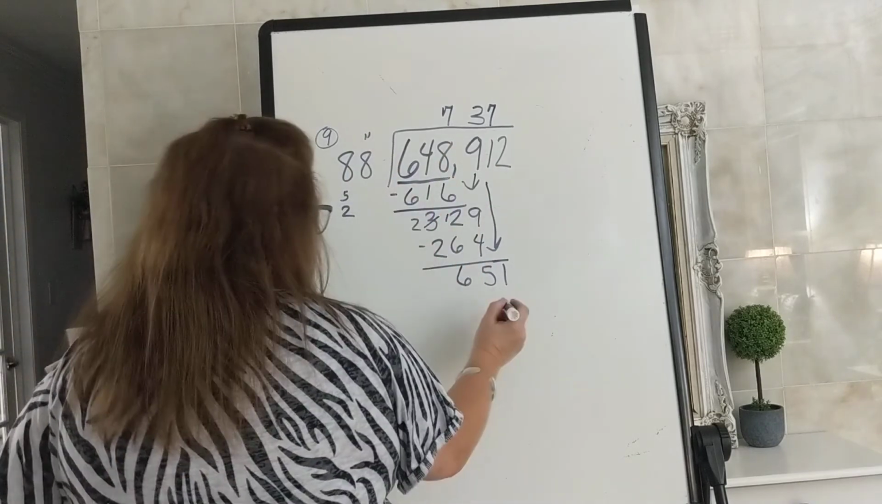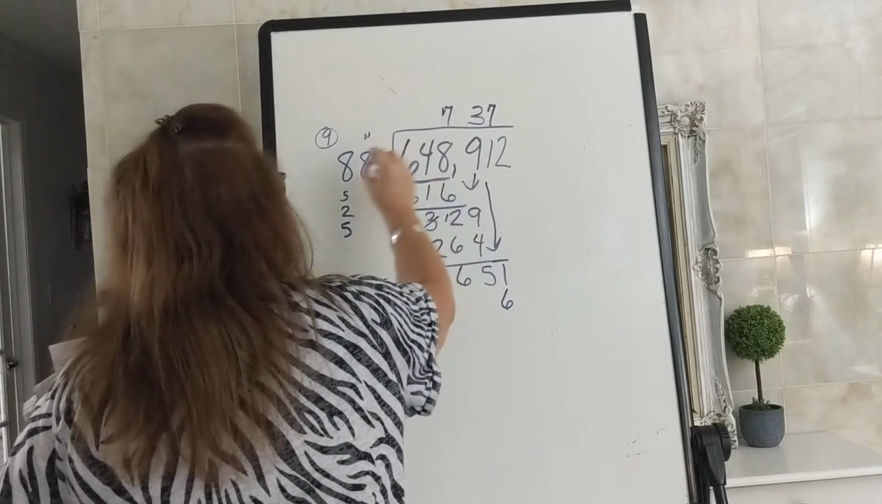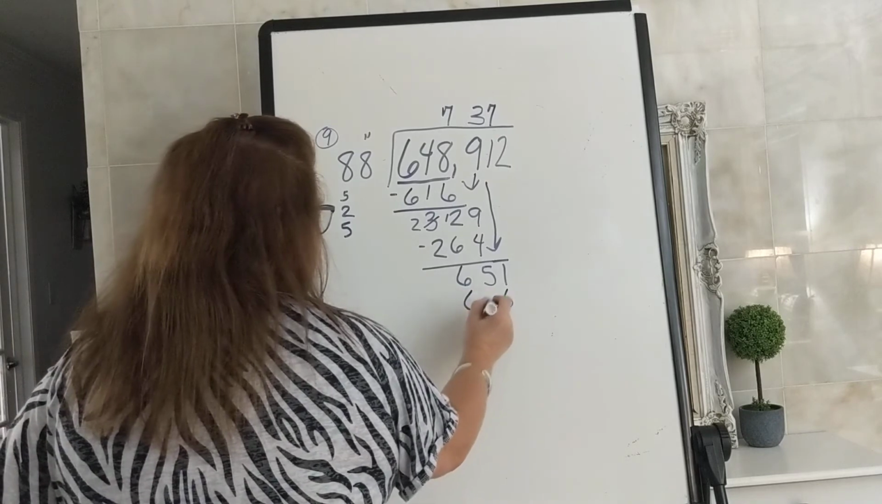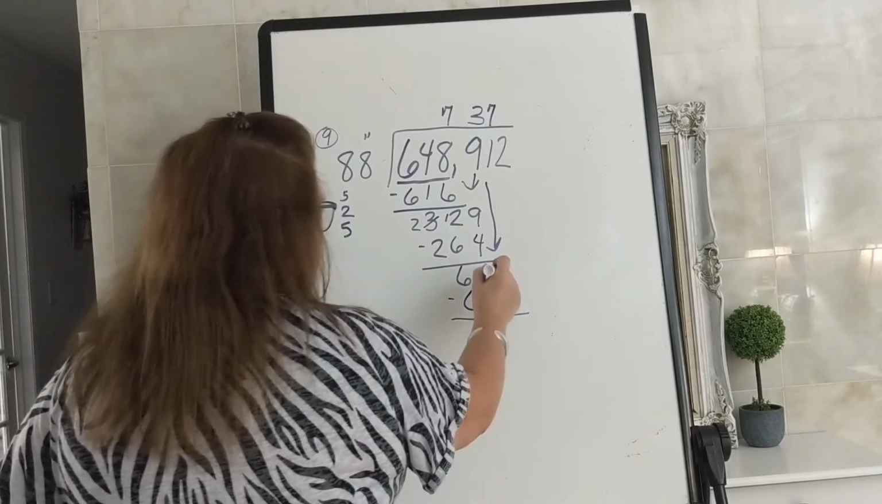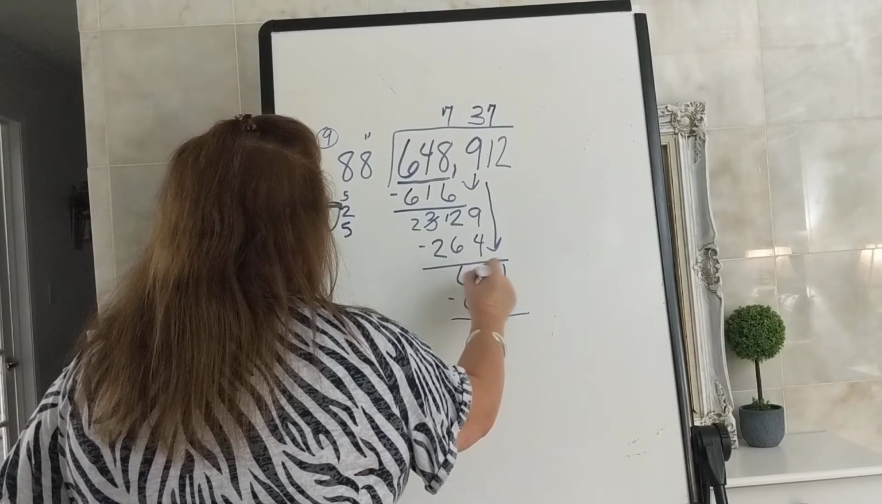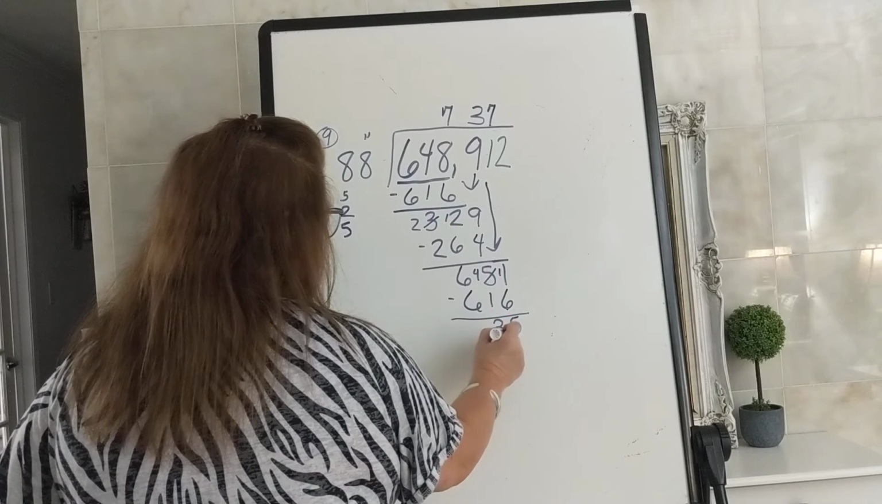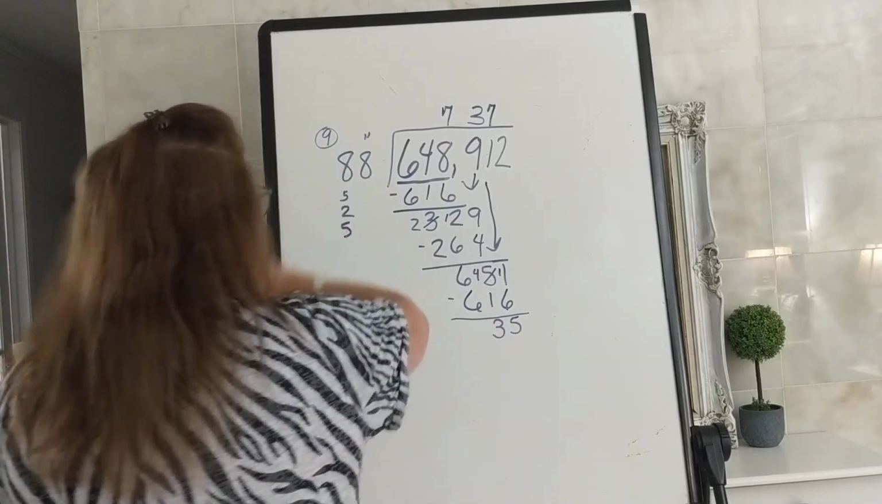So 7 times 8 is 56. Put 6 down. Carry our 5. 7 times 8 is 56 again, plus that 5 is 61. We subtract. We can't say 1 minus 6. We borrow from the 5 and make it a 4. 11 minus 6 is 5. And 4 minus 1 is 3. So we compare. Is 35 smaller than 88?